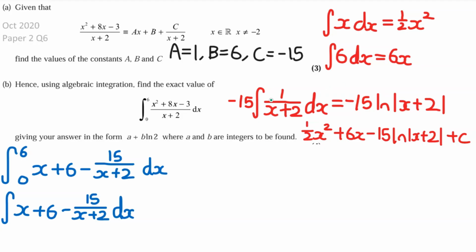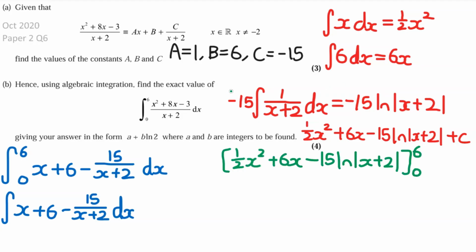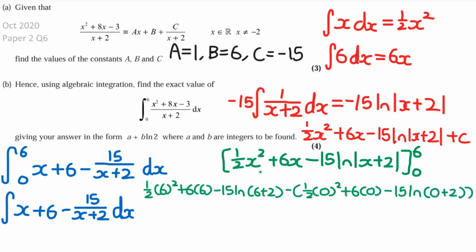So now we need to plug in the limits of 0 and 6 into this expression here. If we do this, it gives a really long and horrible expression when we plug in 6 and then minus what we get when we plug in 0 as x. So let's simplify this. We start with this half and then 6 squared. 6 squared is 36, and 36 divided by 2 is 18, so this is going to be 18, and then 6 times 6 is 36, like this here.